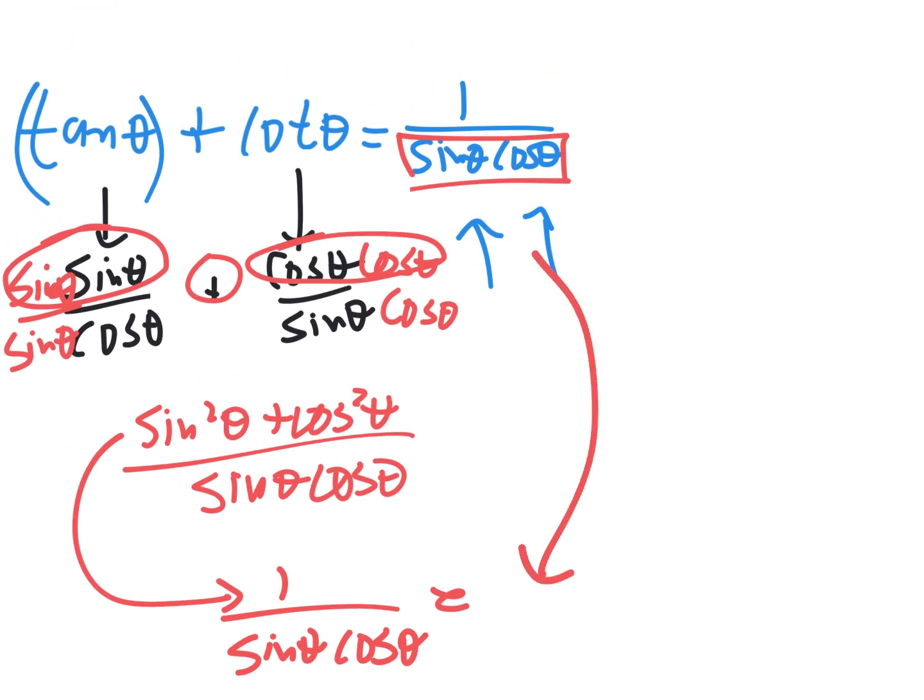Okay? Any questions on that? I know probably at least somebody was thinking, oh, you can just change that to 1? Yeah. Sine squared plus cosine squared is 1. You can change it to 1.